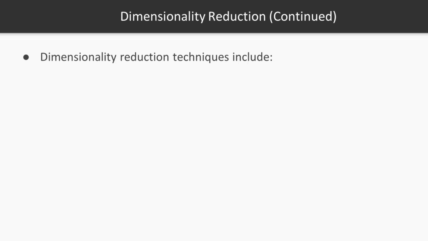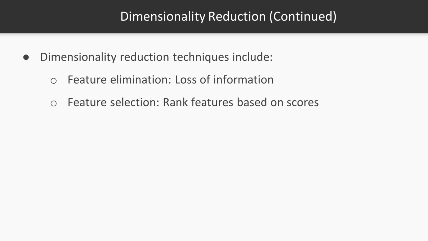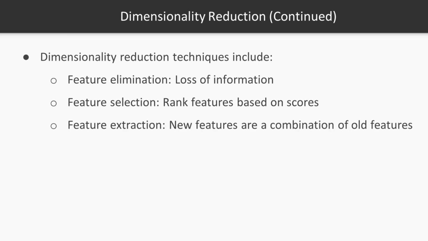Dimensionality reduction techniques include feature elimination, which is prone to loss of information; feature selection, in which it ranks features based on scores, a method that is also prone to loss of information; and feature extraction, in which new features are combinations of old features, so there is less loss of information.